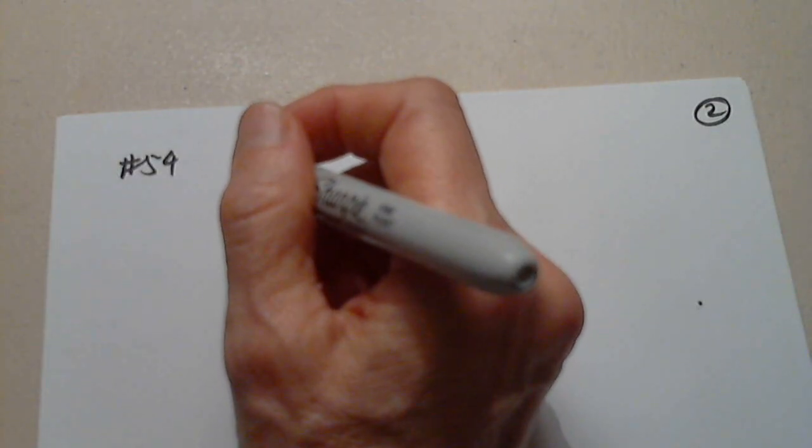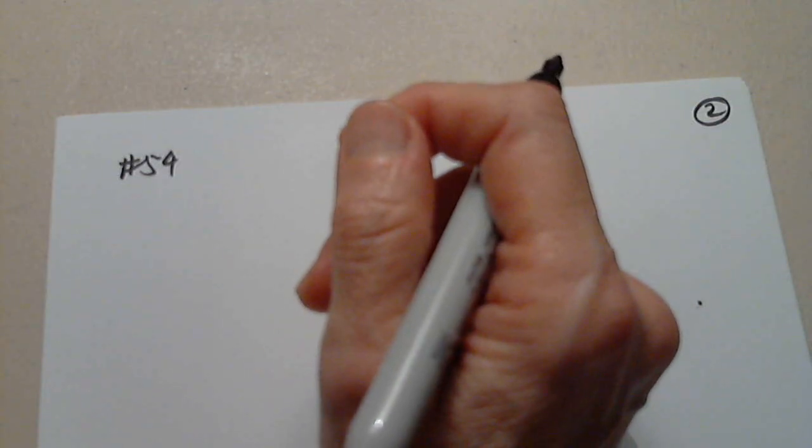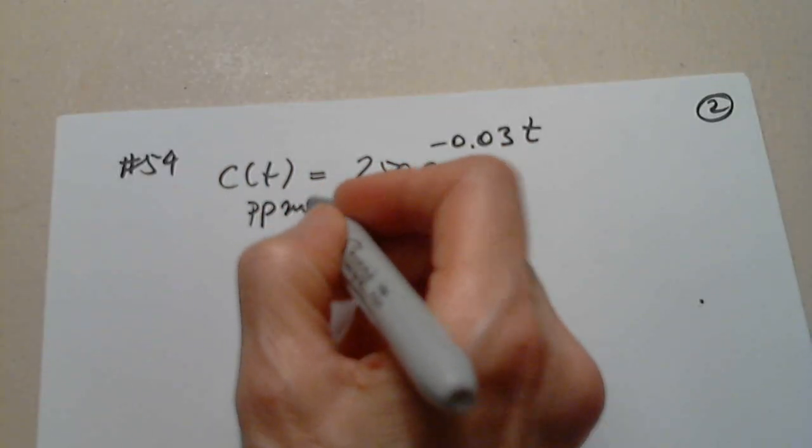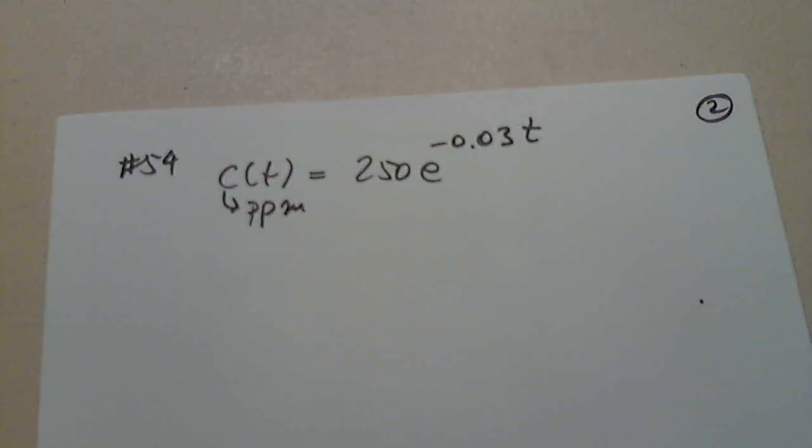So we have the concentration, because we did 53. That's the reason why we did 53, because this is the same problem. So we have C of t equals 250 e to negative 0.03 t. And they're asking us to, so this is in ppm, parts per million, and t is in minutes.